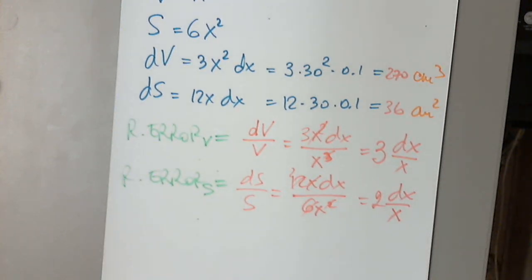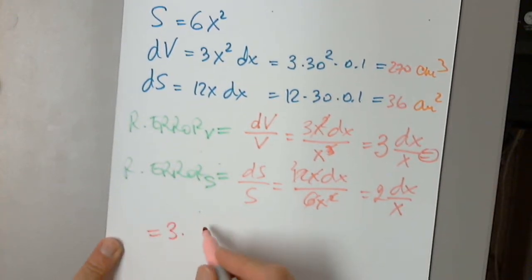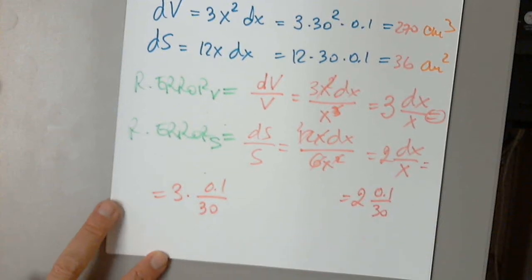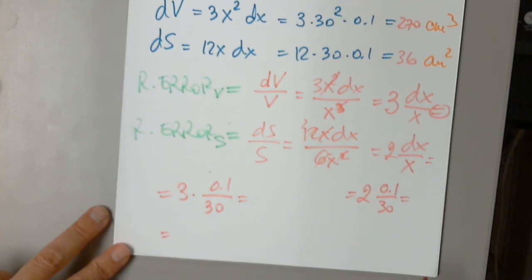So a 0.1 change in the edge of the cube triggers 3 times as much relative error as the relative error in the edge, and in the surface twice as much. And yes, we can determine them because we're asked to do that. So this is 3 times 0.1 over 30, and the other one is 2 times 0.1 over 30. And these numbers have to be determined, and also we have to change them into percent.